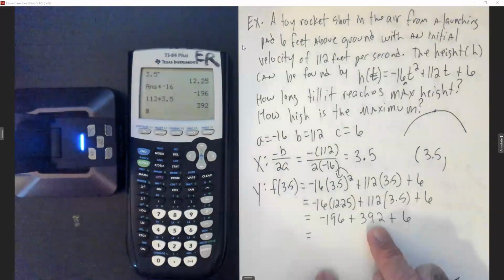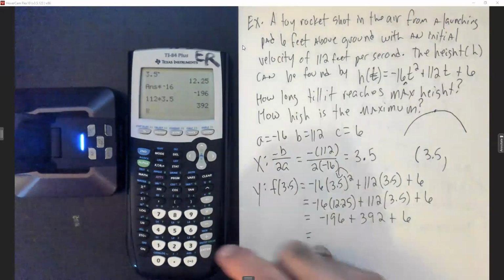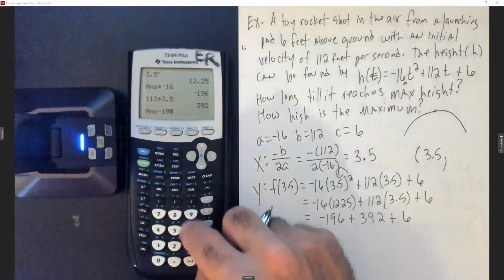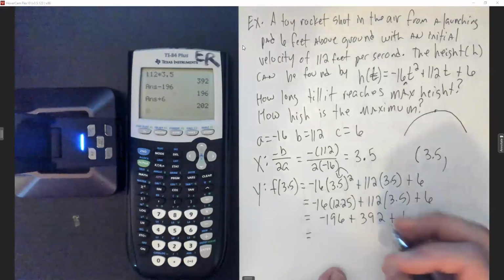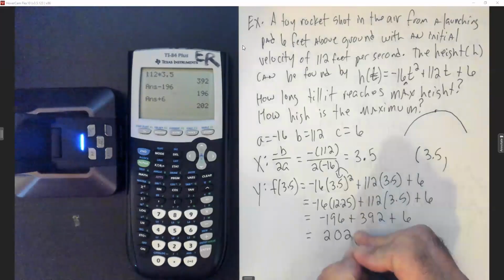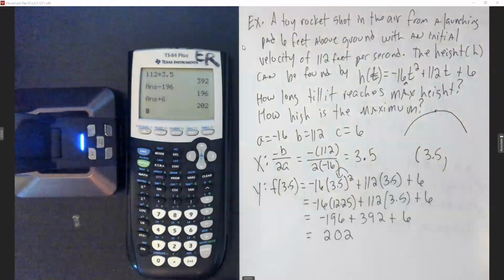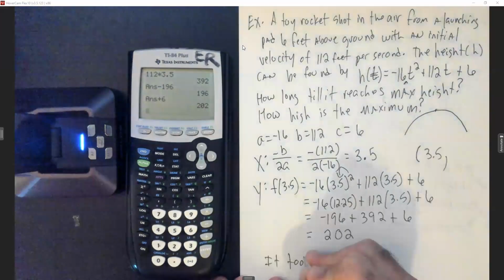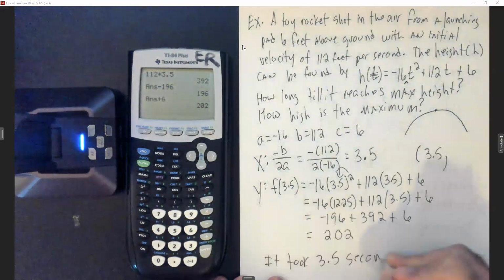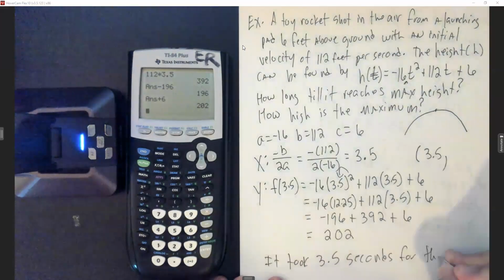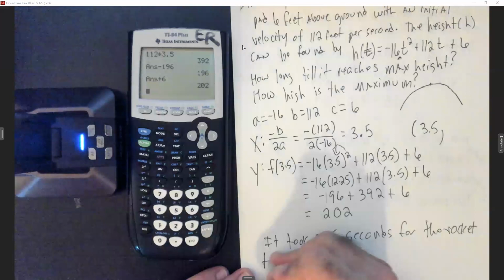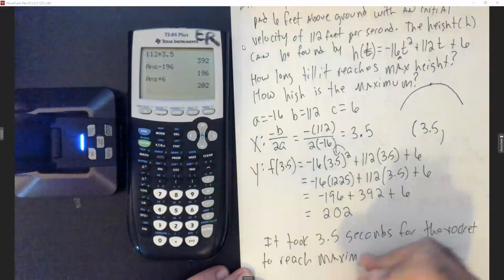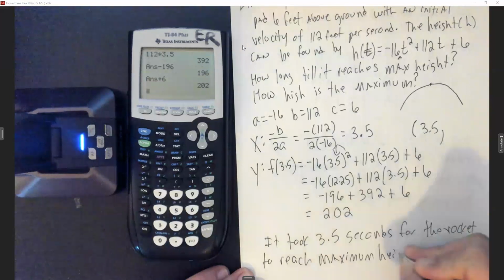All right, so let's see what we get. 392 minus 196 is going to give you positive 196, plus 6 gives me 202. So it took 3.5 seconds for the rocket to reach a maximum height of 202 feet.